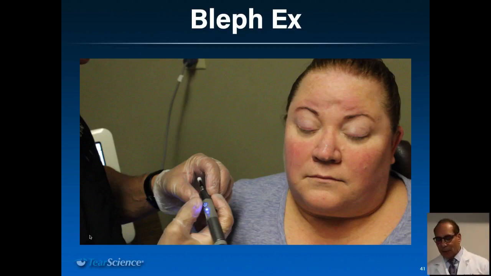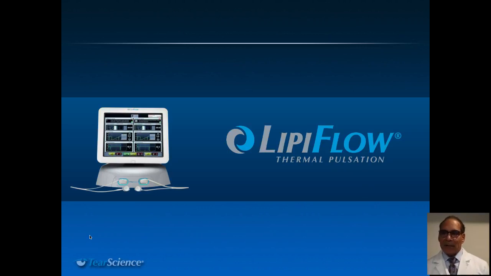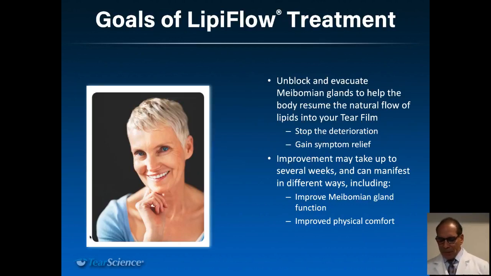The next thing that we do is a treatment called LipiFlow. The LipiFlow actually removes the sludge inside the glands themselves. Okay? Now, the purpose of it again is to remove all that crud so that the tears can flow through, so that when you do blink, the tears just stream out onto the surface of the eye like they did in that video that we looked at earlier.